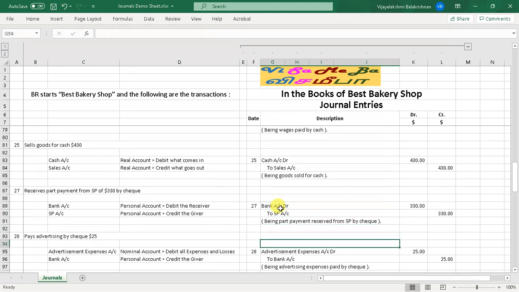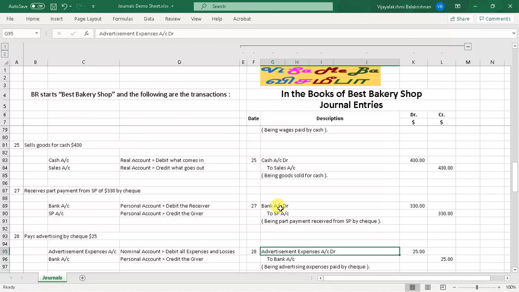The next transaction is pays advertising by check $25. So advertisement or advertising expenses is an expense, a nominal account. So debit all expenses and losses. And what's going out? Money is going out, but it's paid by check. So the bank pays on your behalf. So credit the giver. Who's giving the money? The bank is giving the money on your behalf.